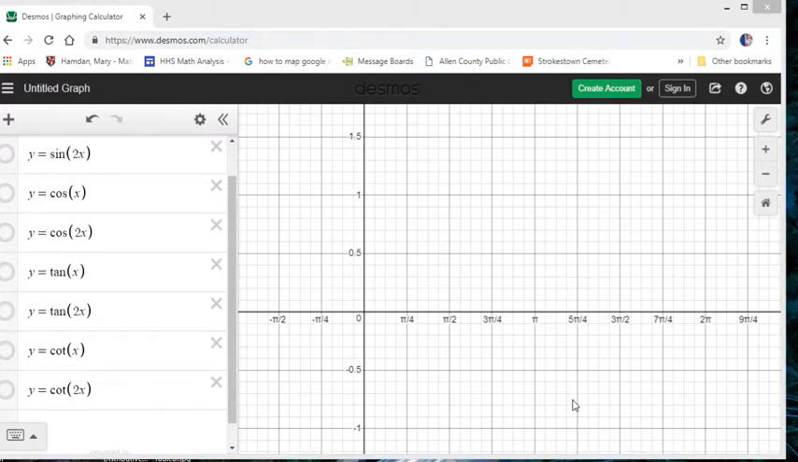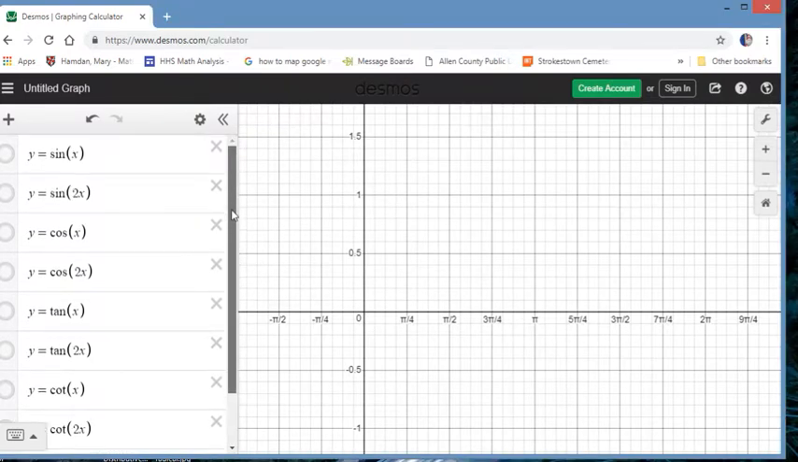Hi Jalen, I wanted to quickly clarify something we talked about yesterday when you're doing your trig graphs. Now let's talk about what happens when you have this b value, which will affect your period.